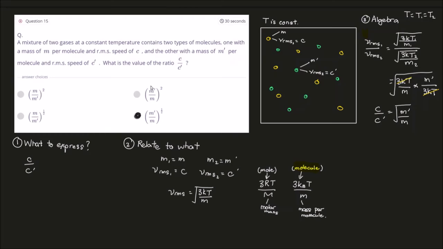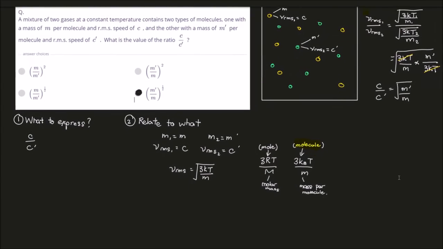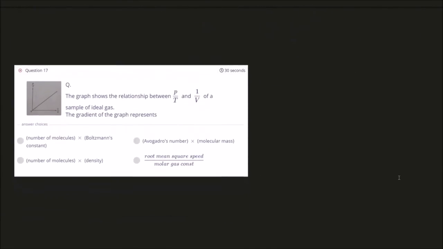Okay, again, you can see I've done 3 questions, and they are all following the same steps. What to express, relate to what, and you do the algebra. I'm trying to show you that this systematic way of doing things can be applied across all comparison questions, usually. Okay, so next question.